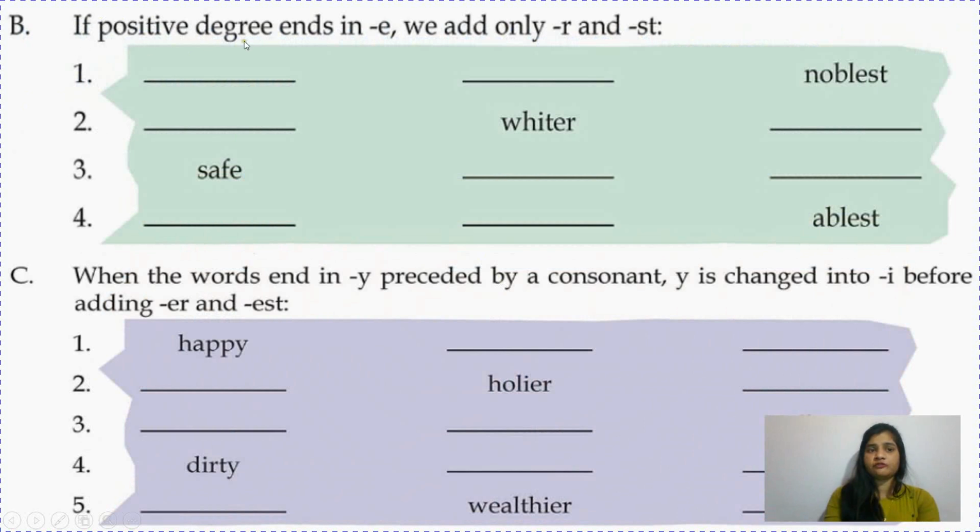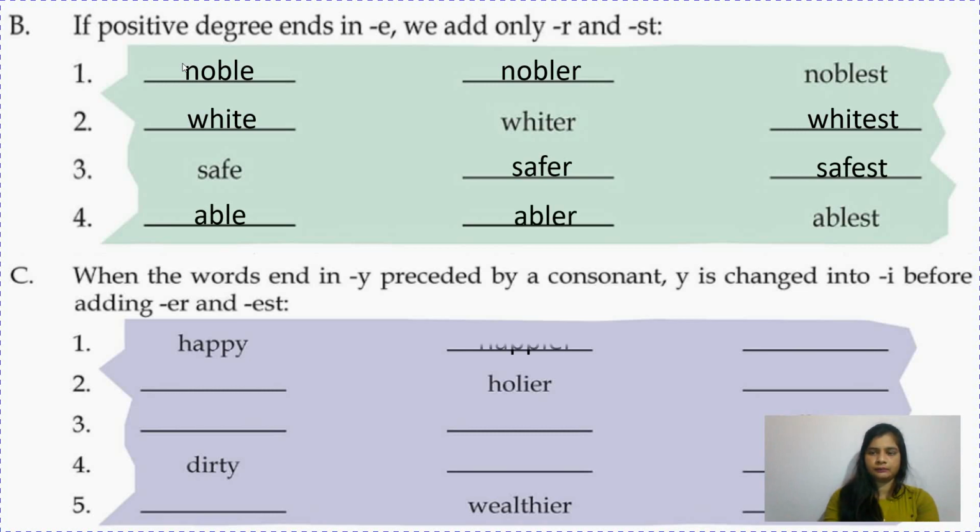Number B. If the positive degree ends in E, we add only R or ST. Children, that time we omit E because E is already present. So let's fill in the blanks. Noble, nobler, noblest. White, whiter, whitest. Safe, safer, safest. Able, abler, ablest.